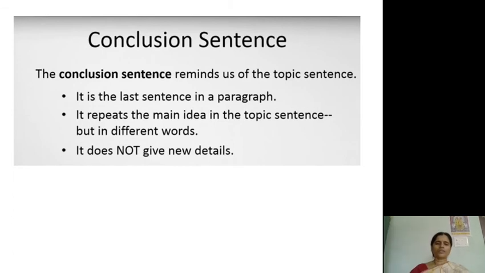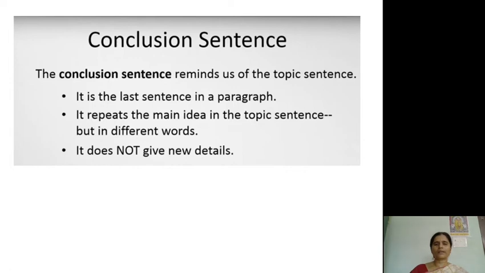Now let us see the third part of the paragraph, that is the conclusion sentence. The conclusion sentence reminds us of the topic sentence. That means it restates the topic sentence. Whatever main idea we are trying to support in the paragraph, when you add a concluding sentence, that sentence should restate the topic sentence. Usually the concluding sentence is the last sentence in a paragraph, and it repeats the main idea of the topic sentence but in different words.